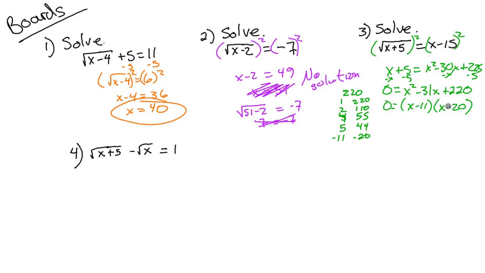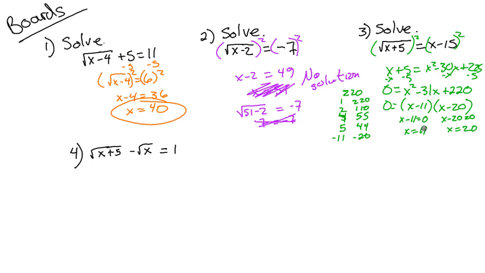Okay, so it's now factored equal to 0. Each piece equals 0. x minus 11 equals 0, so x equals 11. And x minus 20 equals 0, so x would equal 20. Oh, what are the chances that both of them are safe?